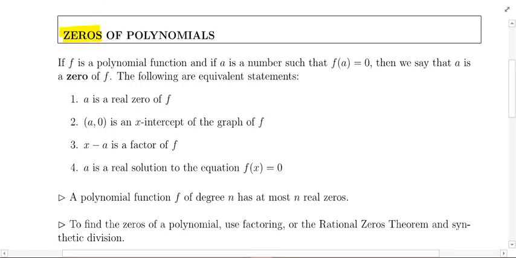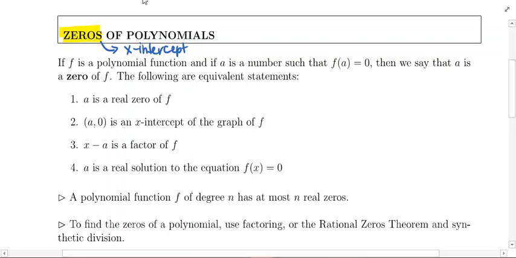Remember, zeros is a fancy word for x-intercept. So if you're asked to find the zero or zeros of a polynomial, it's asking you to find the x-intercepts essentially. There's a little more to it, so let's read under zeros of polynomials. It says if f is a polynomial function and if a is a number such that f of a is equal to 0, then we say that a is a zero of f.